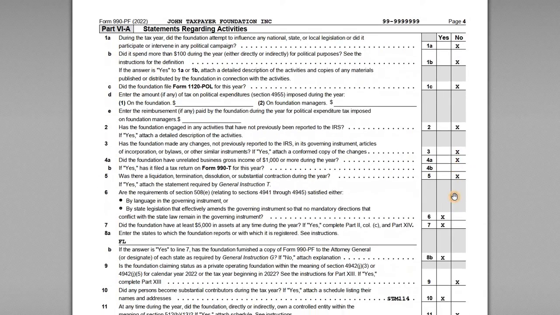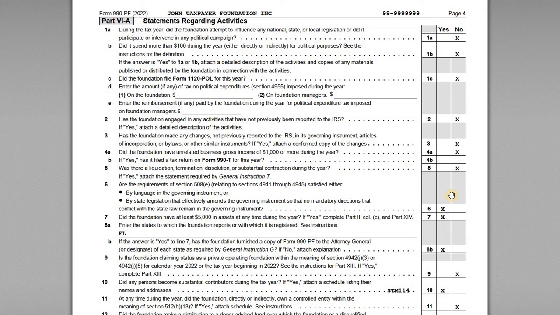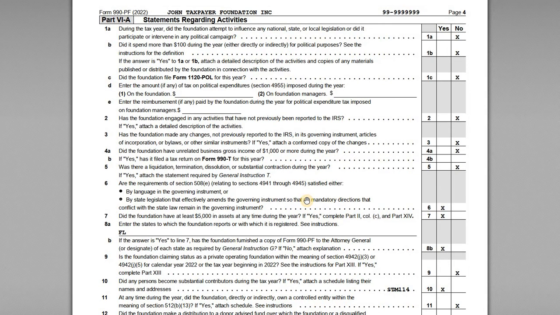All right, so Part 6A, statement regarding activities. So now is when we get into a lot of questions about activities of the foundation, who are the substantial contributors, disqualified persons. The objective here is to honestly try to keep you honest with all these questions. So private foundations, charitable trusts, there are a lot of things you can't do, otherwise you're subject to penalty or just flat out shutting down the foundation.